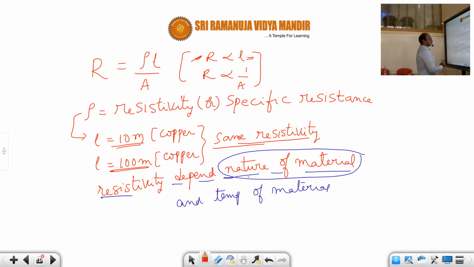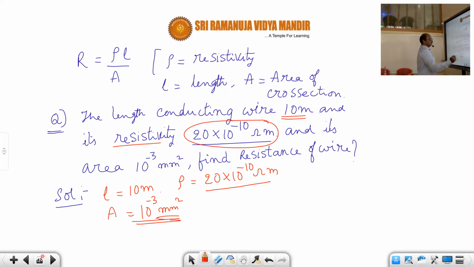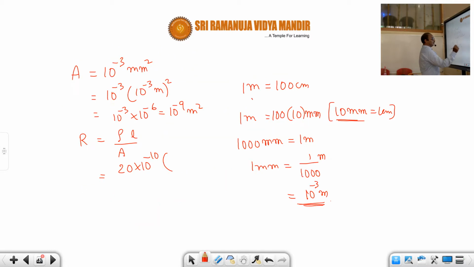The length value equals 10 meters. The length equals 10 meters, they mentioned. Therefore, length equals 10 divided by area. Just now we calculated the area, that equals 10 to the power minus 9.